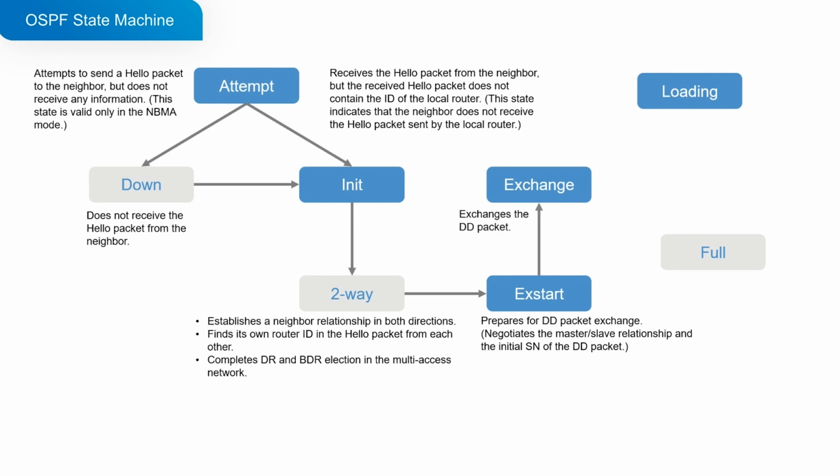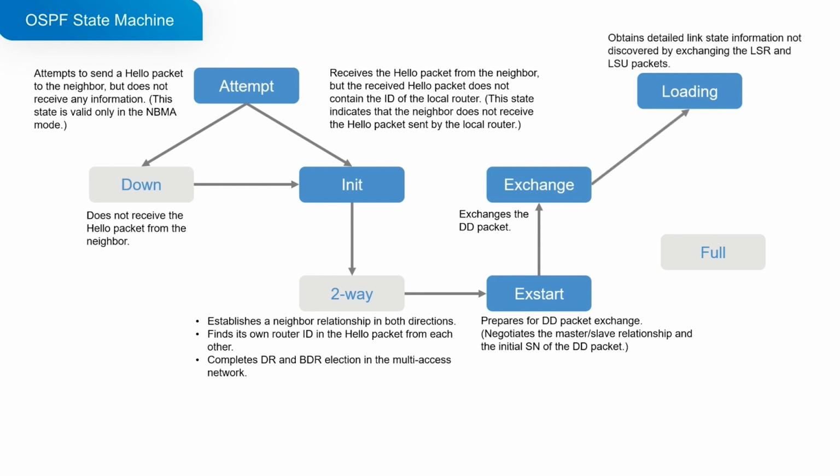And next step is the exchange. For the exchange, we also have to send the DBD packet, but this DBD packet includes the RSA list or the RSA header. So the two routers exchange the RSA header, and we will know which RSA I have and which RSA I don't have. So this is the DBD function.